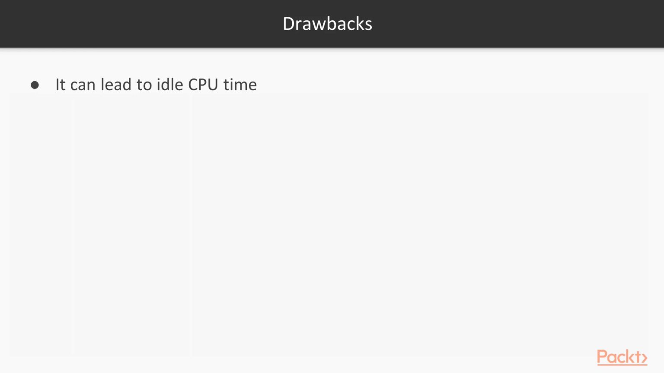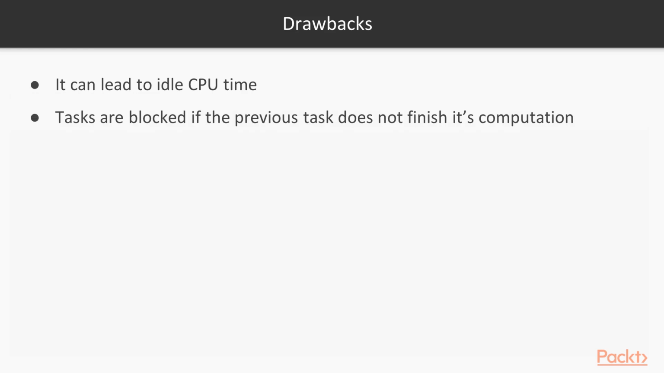So what are the drawbacks of synchronous programming? It can lead to idle CPU time, as we have seen. Tasks are blocked if the previous task does not finish its computation. Basically, only one task can execute at a time. So this leads to wastage of CPU resources and time.